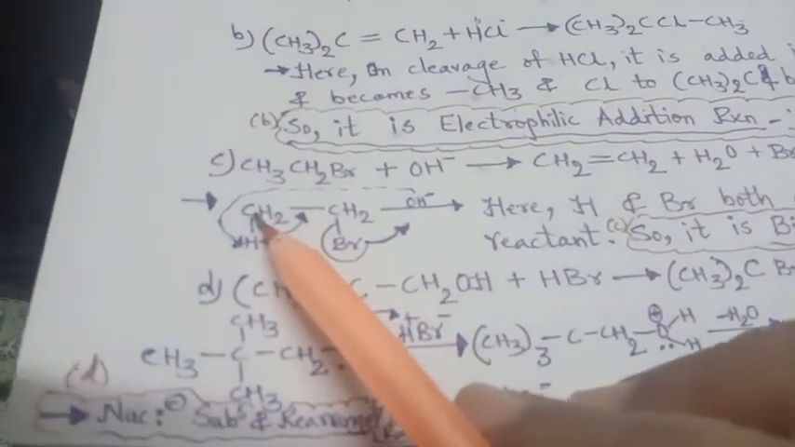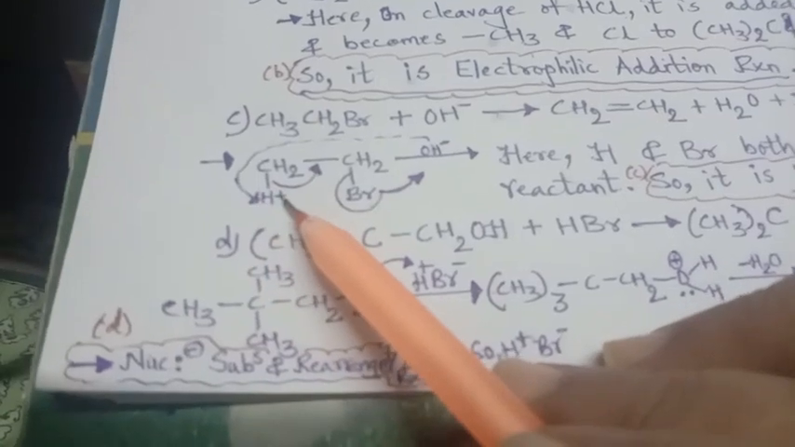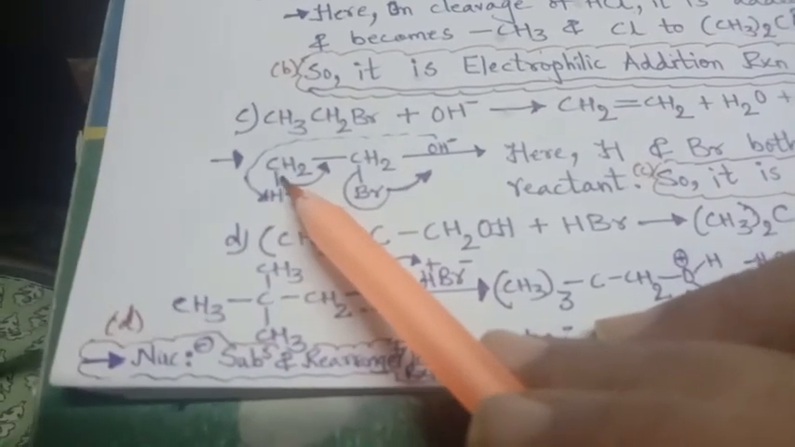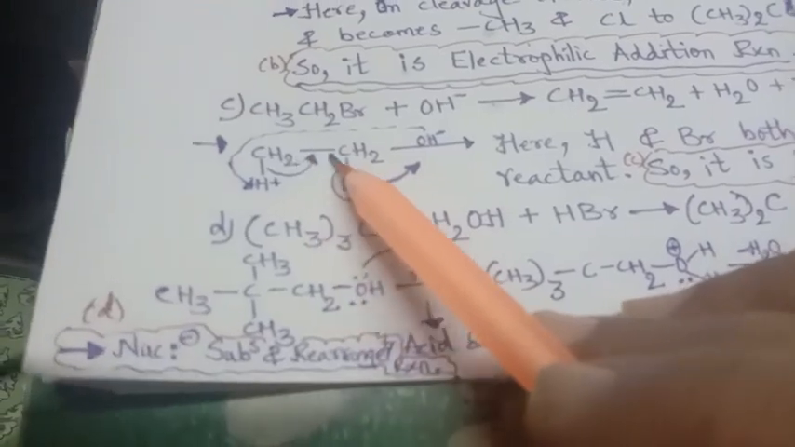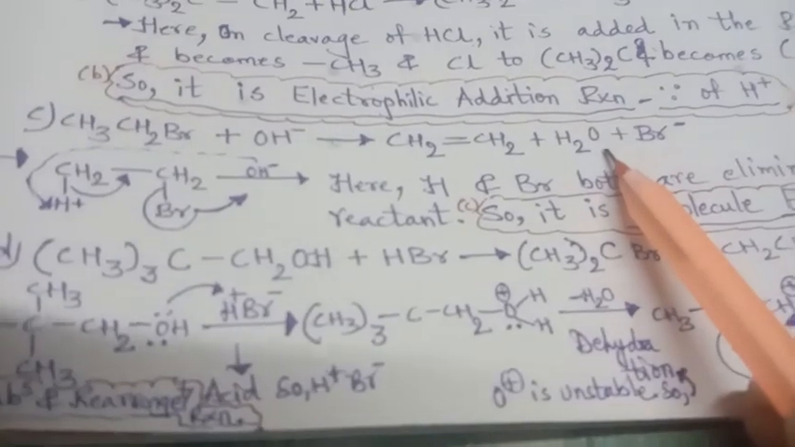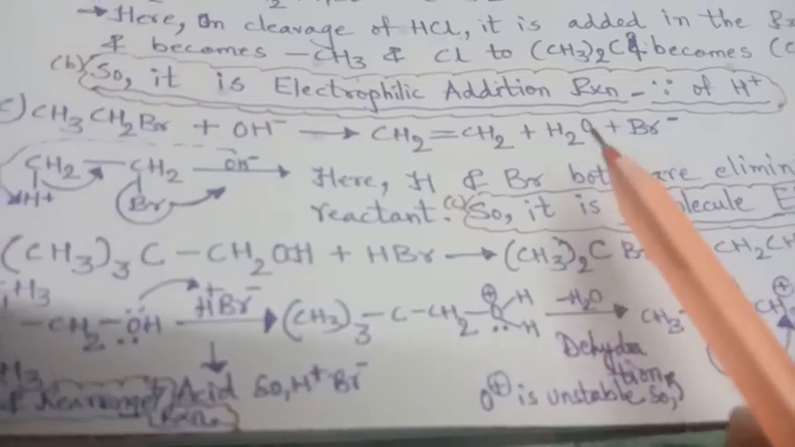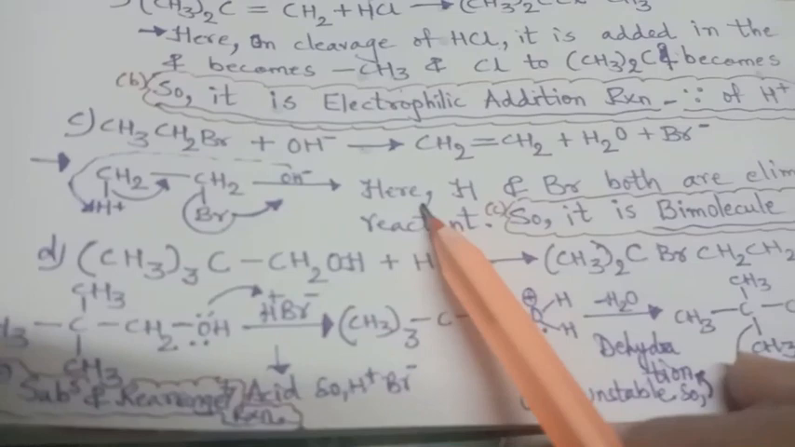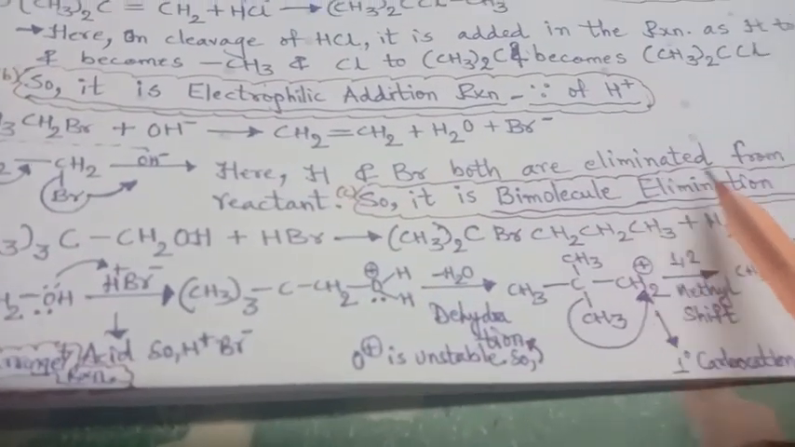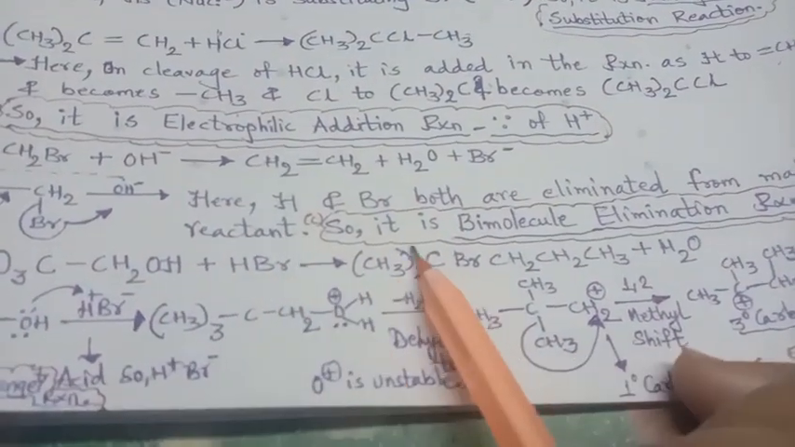So what will happen over here? As soon as this OH minus attacks this H, it takes a positive charge by donating its electron here, and here it will be a double bond now. So it is CH2 double bond CH2. Dehydration takes place and Br minus is also taken out. That means elimination takes place. But here elimination of two things takes place, hydrogen as well as bromine. So H and Br both are eliminated from the main reactant. So it is a bimolecular elimination reaction.